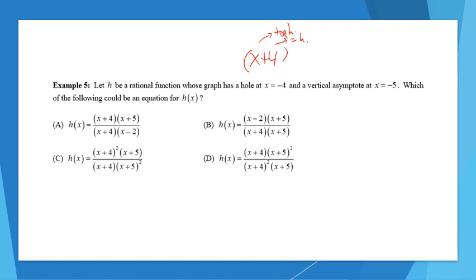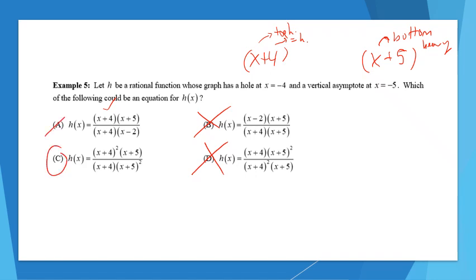In A, it's equally heavy, so that works. B, it's bottom-heavy because it's not seen in the top. C, it's top-heavy. And D, it's bottom-heavy, so we can eliminate B and D. Vertical asymptote at x equals negative 5. We now want x plus 5 to be a bottom-heavy factor. So this is only found in C. In A, it's just a 0, not a vertical asymptote there.